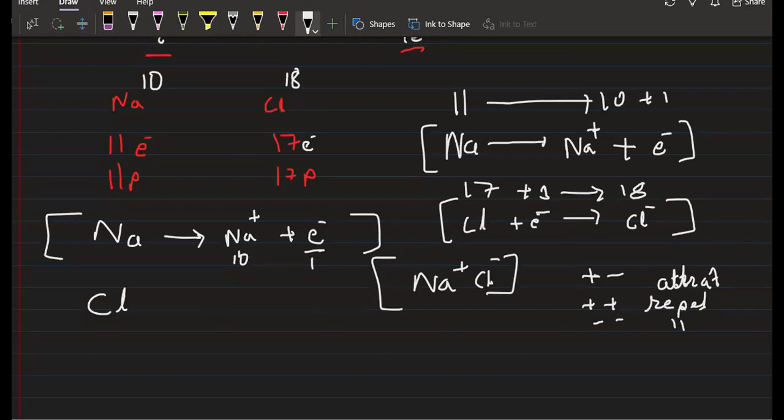Now, do you know why Na has a tendency to give 1 electron and chlorine has a tendency to accept 1 electron? It will convert into Na plus and Cl minus, and they will attract each other. Just imagine Shravya and Ragini: when they share their lunch, they'll become good friends, right?